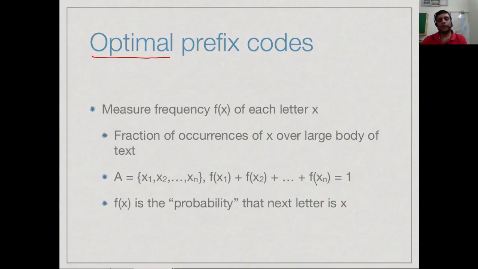And these fractions will add up to 1, because every letter must be one of them. So the fraction of A's plus the fraction of B's plus the fraction of C's and so on is going to add up to 1. And because of this, we can also think of this statistical estimate as a kind of probability. If I look at a piece of text and I pick up a random letter from that text, what is the probability that it's X? Well, it will just be the frequency of X across all the text, F of X. So these will add up to 1.